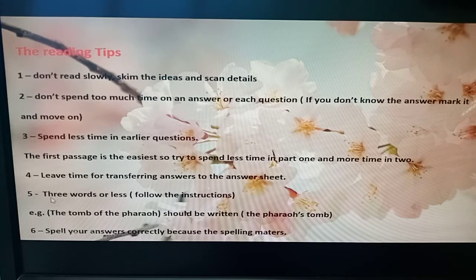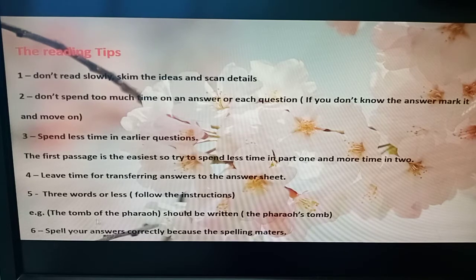Why? Because you didn't follow the instructions. So it is very important to follow the instructions. For example, here if I say the tomb of the Pharaoh, the tomb of the Pharaoh, so this one consists of how many words? 1, 2, 3, 4, 5.